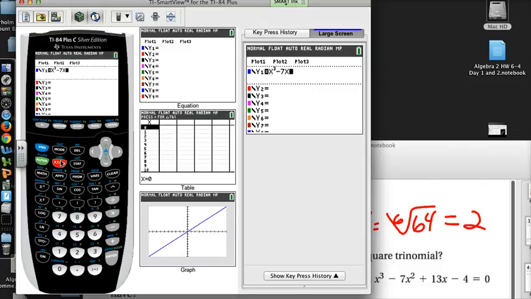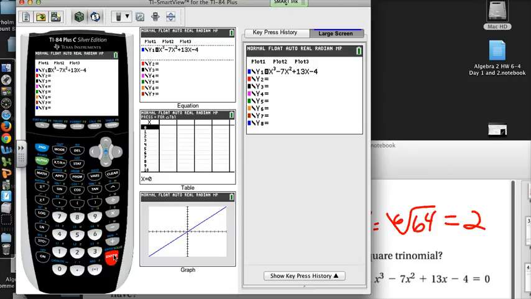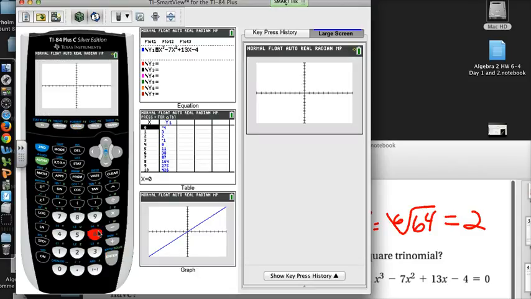7x squared, and I'm going to use the x squared button so I don't have to do that arrowing down, plus 13x minus 4, because that's one of the irritating things that I don't like about the new upgrades, is that you have to arrow down when you're with those powers. And then let's just hit zoom, standard, zoom 6. And let's figure out how many times that is going to cross the x-axis.